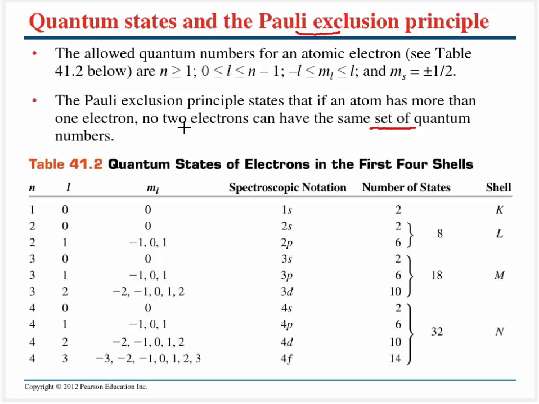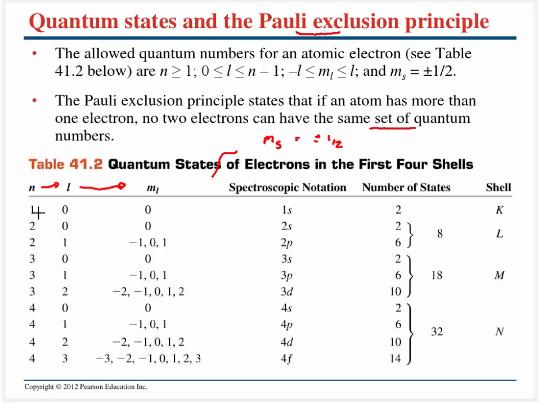So what we mean by that is we know that n is going to dictate L, and L is going to dictate m sub L. Now we also have another quantum number, m sub s, which is going to be equal to plus or minus 1/2, and that's not really dictated by L.